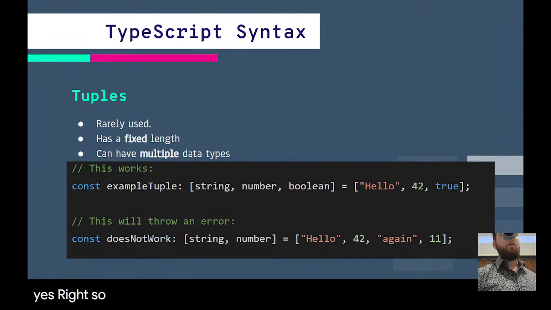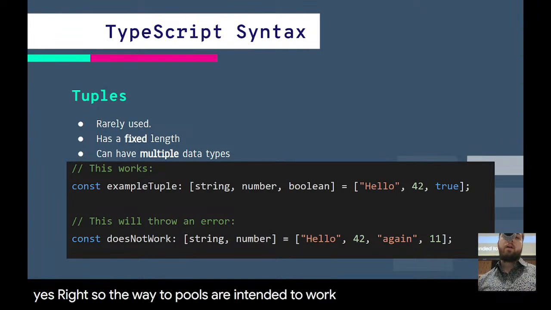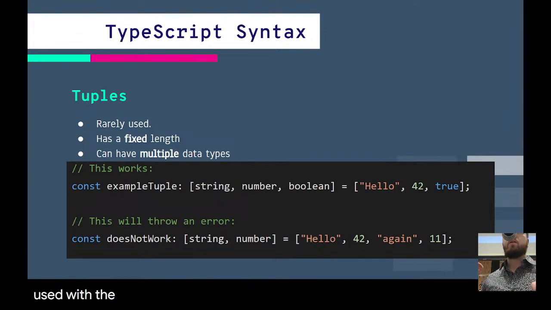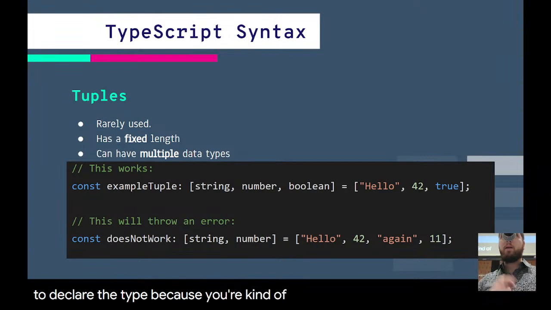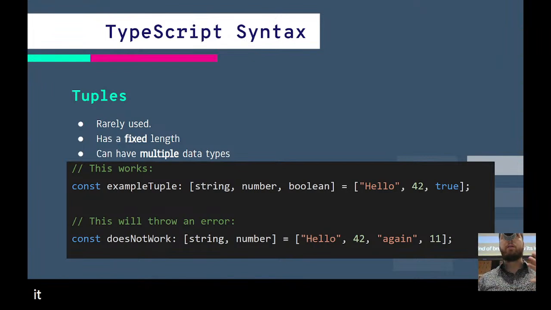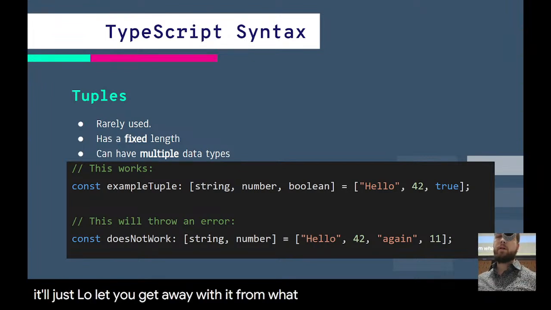Right, so the way tuples are intended to work, they're not intended to be used with the dot push method. However, it technically works if you were to do that. If you use the dot push method with a tuple, you don't have to declare the type because you're kind of breaking how it's intended to work. So it'll just let you get away with it, from what I understand.